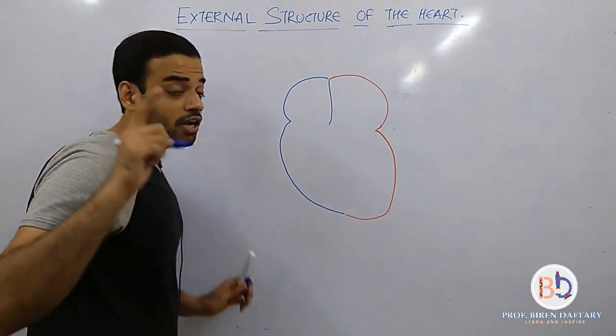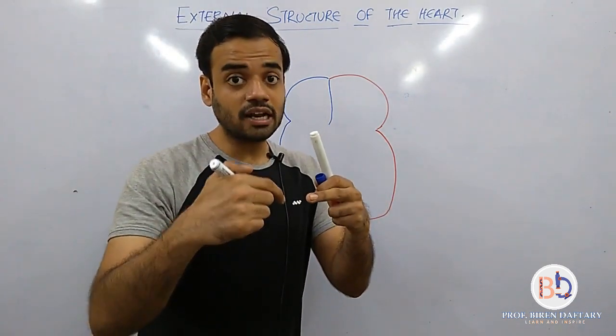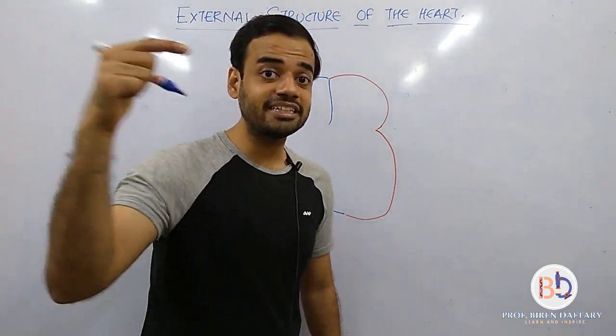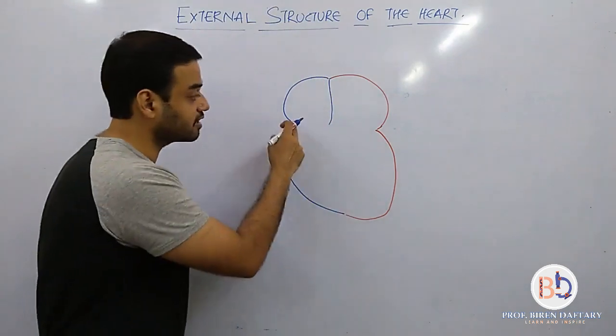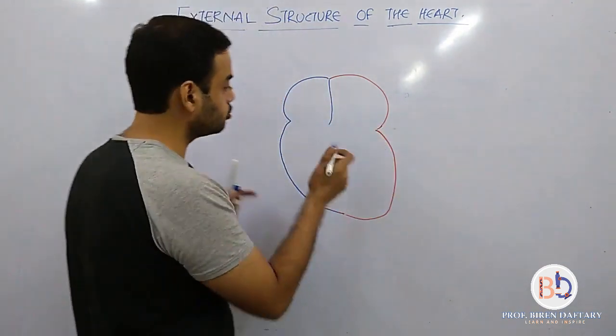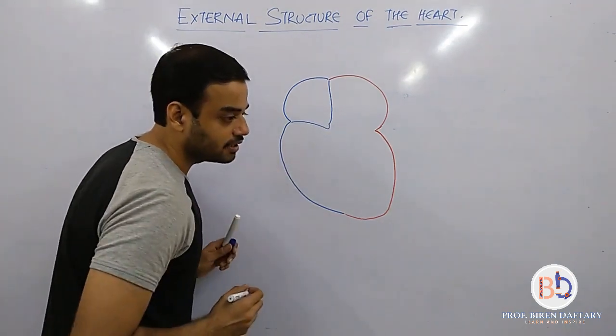Now I am drawing the external structure of the heart, so I am not going to show the valves. Tricuspid valve, bicuspid valve, they are present inside the heart, so that we will study in the internal structure. So when you are drawing the external structure, don't show the valves. You just have to show the wall. So the wall will be like this.